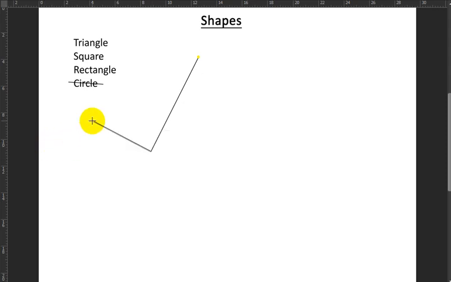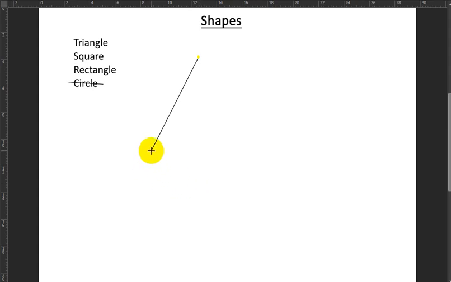Okay? Now again, what I have to do is continue from this point that I just stopped onto where I began the triangle from. So right here. Okay?